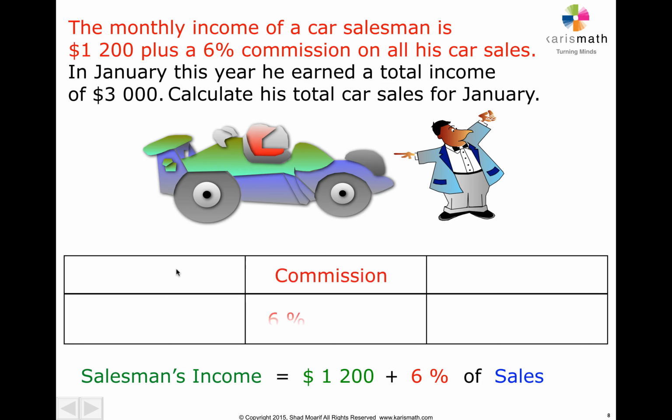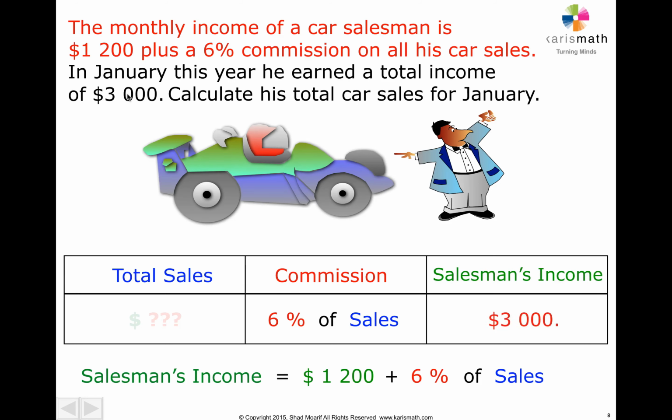Now, we find that the commission is 6% of all his car sales. We don't know what the total car sales are, but we know that 6% of his total car sales is what he gets. That would be his total income. It says here he earned a total income of $3,000, and his total income comes to $1,200 plus 6% of the sales.